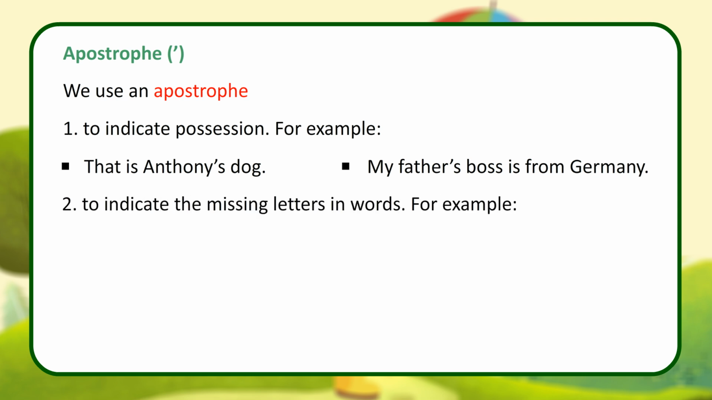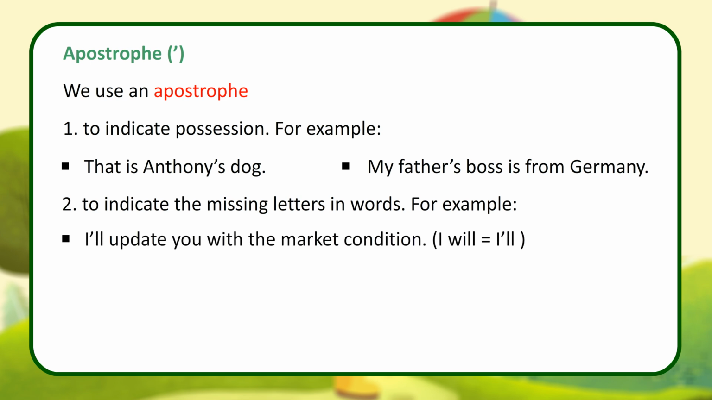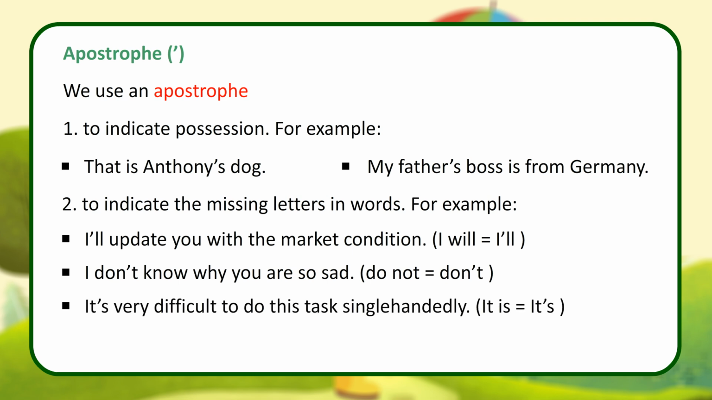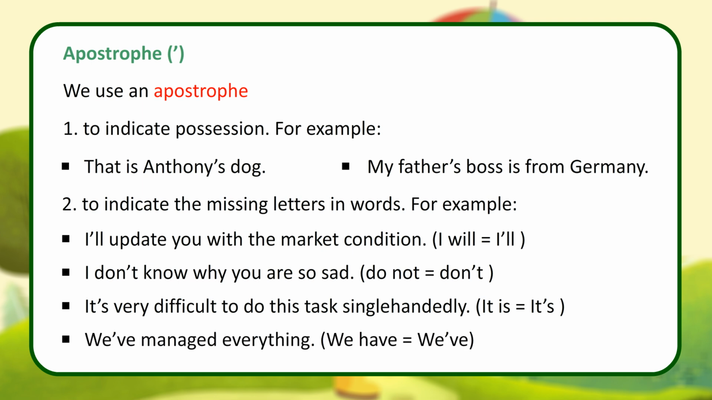2. To indicate the missing letters in words. For example, "I'll update you with the market condition." I will equals I'll. "I don't know why you are so sad." Do not equals don't. "It's very difficult to do this task single-handedly." It is equals it's. "We've managed everything." We have equals we've.